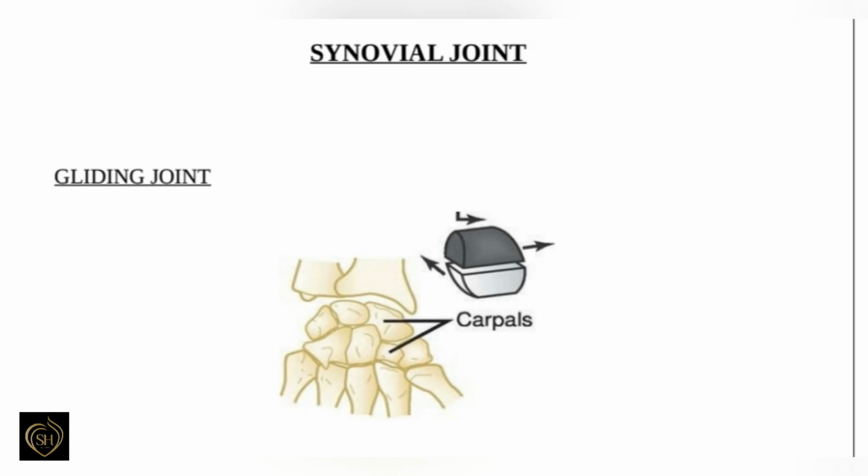Next one, gliding joint. It is a biaxial joint in which the articulating surfaces of the bones glide one above the other. It is seen between the forearm and wrist. In this joint, one bone has an imperfectly developed ball and the other bone has an imperfectly developed socket. For example, the joint between the metacarpal of the thumb and the corresponding carpal.